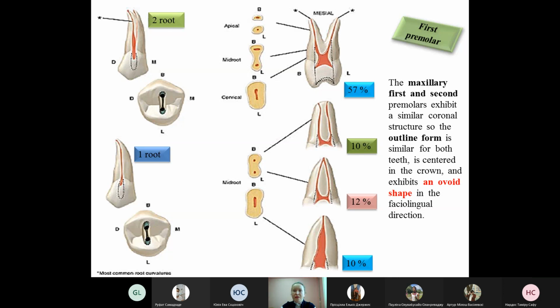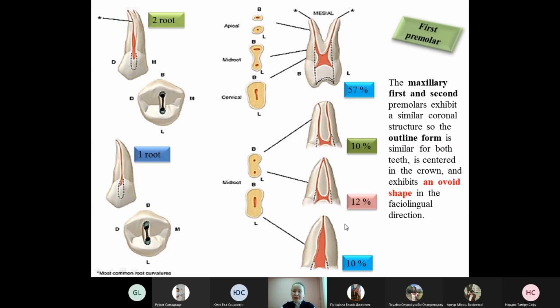First premolar. This tooth has two roots in the majority of cases. Here you have 57% of cases with two root canals, but it can also have one root, and as a result there are such possible types of canal localization. It can be a single root with two root canals that have two separate openings, one root that has two root canals with a single opening, and one root with one root canal.